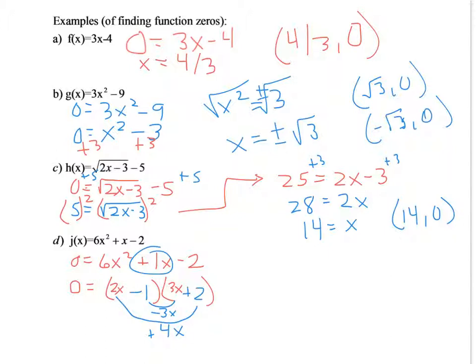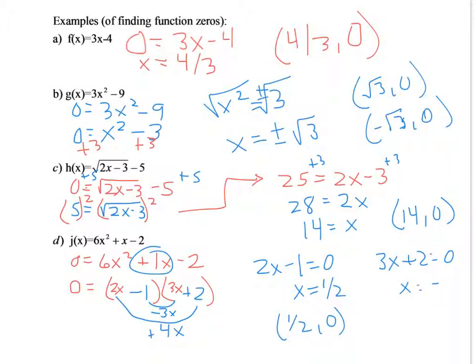So that tells me this. Okay? I can check with FOIL. I'm going to now take 2x minus 1, set it equal to 0, and get x equals 1/2. So that's (1/2, 0). I'm going to set 3x plus 2 equal to 0 and get x equal to -2/3. So (-2/3, 0). Okay?